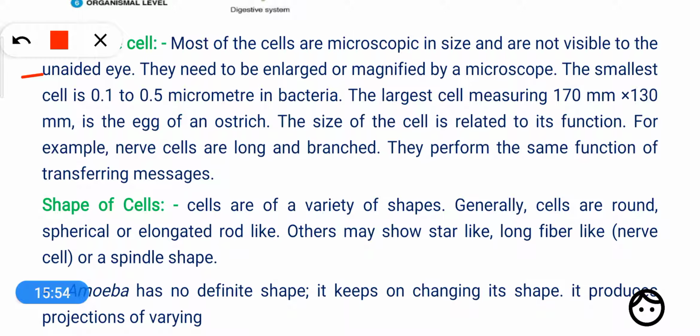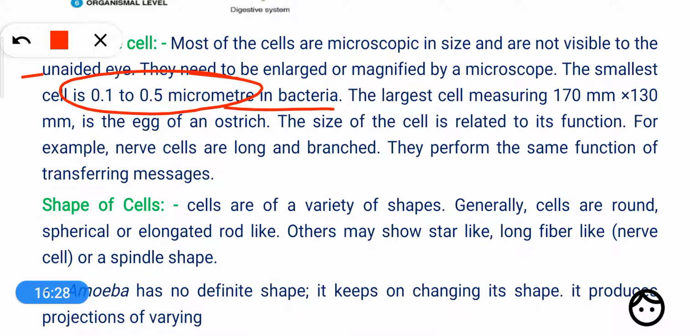In the same way, the egg cell has a different size, right? Not only the size is different, but the shapes of cells are also different in the same organism. Now, if we talk about different organisms, there are different shapes and sizes of cells. The smallest cell is 0.1 to 0.5 micrometer, in a bacteria. The name of that bacteria is mycoplasma, right?